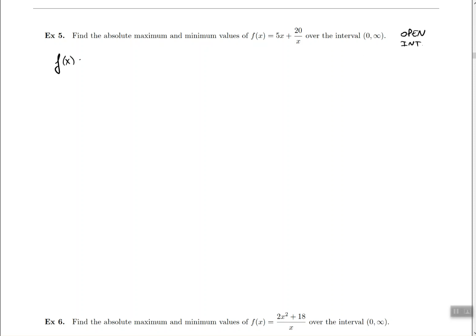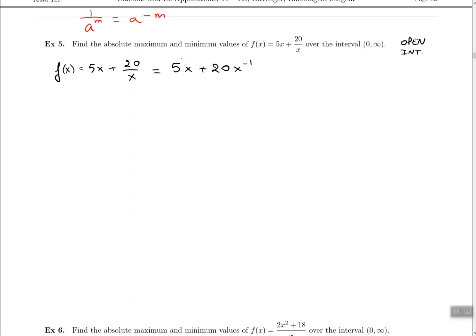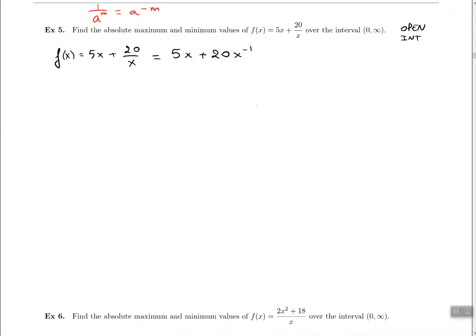So the function f of x is equal to 5x plus 20 over x. The 20 over x is written in a bad way. I cannot differentiate it right now, so let me spend some time rewriting the problem. So 5x plus 20x to the power of -1. I'm using an exponent rule that says a to the m on the denominator of something is the same thing as saying a to the negative m on the numerator. So having a negative in the exponent just means that you are supposed to be on the opposite side of the fraction. So that's what I'm using to rewrite the problem.